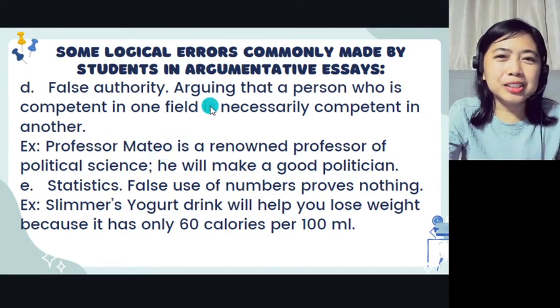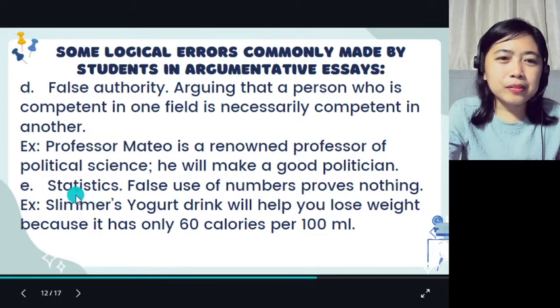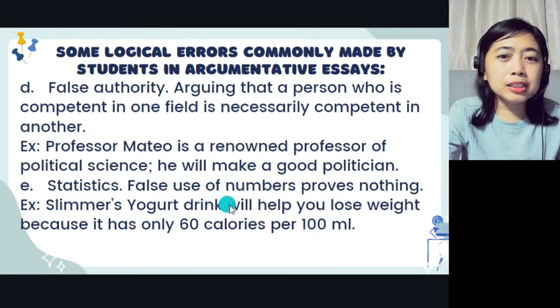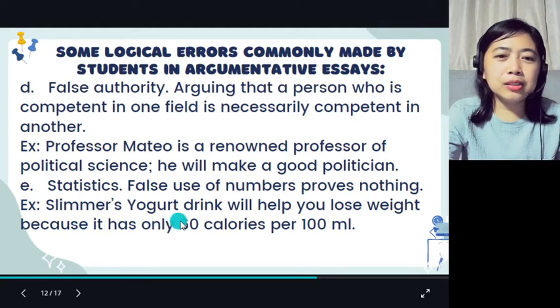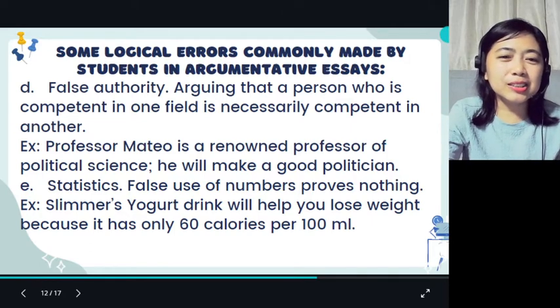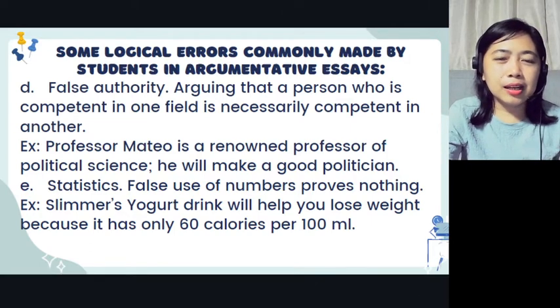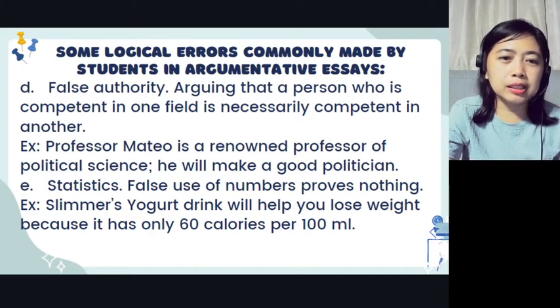Okay, so that is one logical error. Another one we have here is statistics. False use of numbers proves nothing. Here is an example: Slimmer's yogurt drink will help you lose weight because it has only 60 calories per 100 ml. He is only talking about the statistics, that the yogurt has only 60 calories per 100 ml, so you will lose weight.